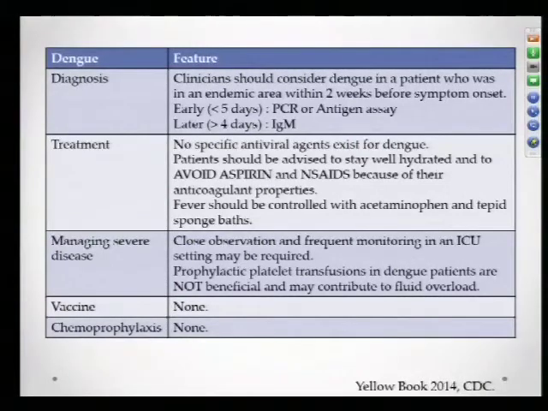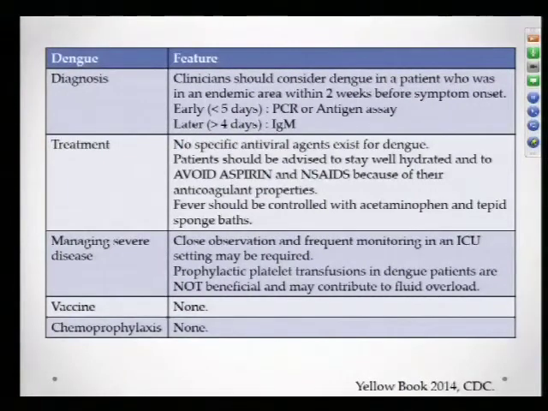Now, when you treat somebody with dengue, realize that there are no specific antiviral medications. And you may want to avoid NSAIDs just to reduce that bleeding potential. So things like aspirin and Motrin, these may be drugs that you want to take away from them. And fever can be controlled, therefore, with drugs such as Tylenol and sponge baths and so on and so forth. Again, chemoprophylaxis for this as opposed to malaria? Nope. Vaccine for it? Nope. When do you need to admit them?